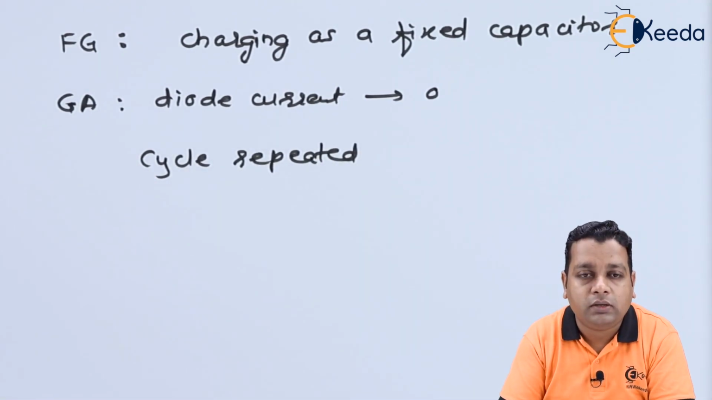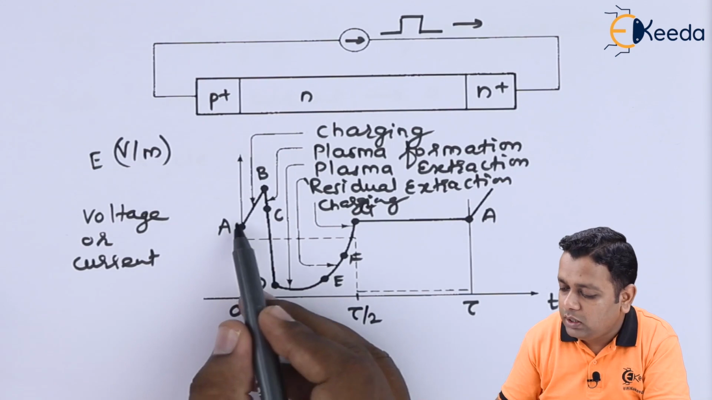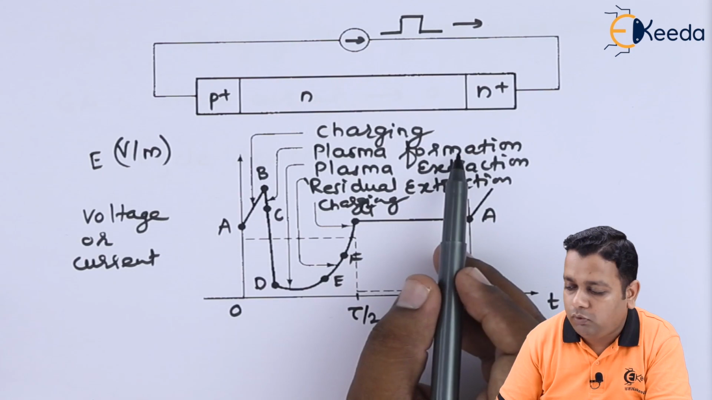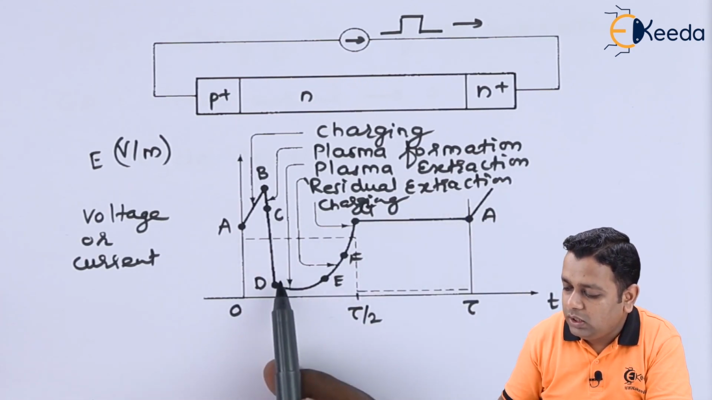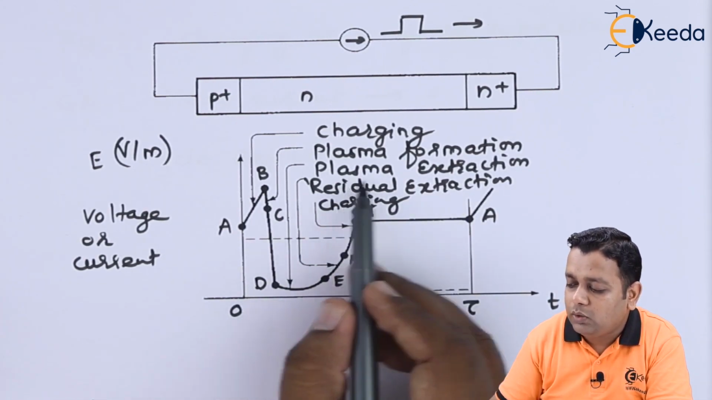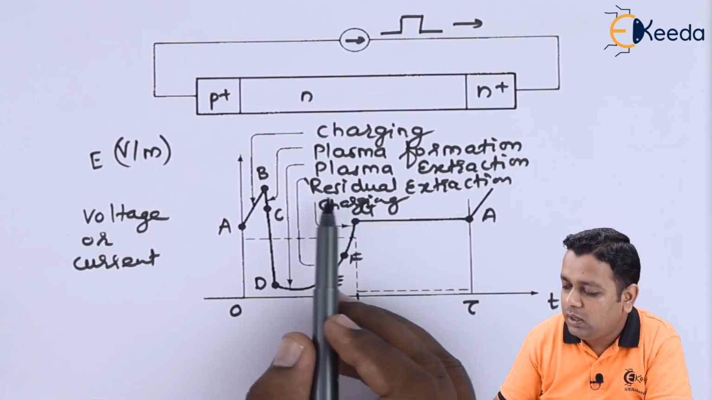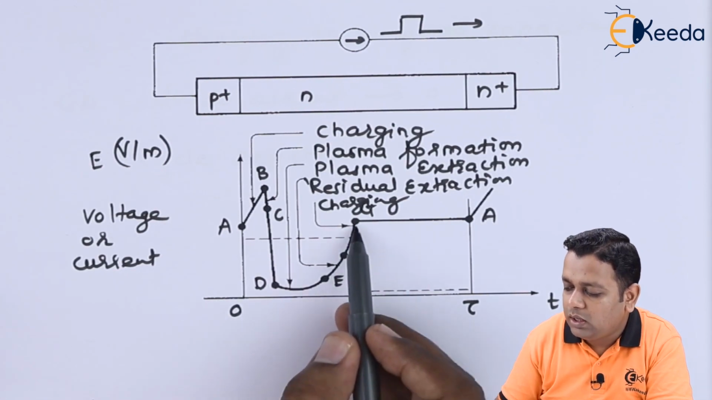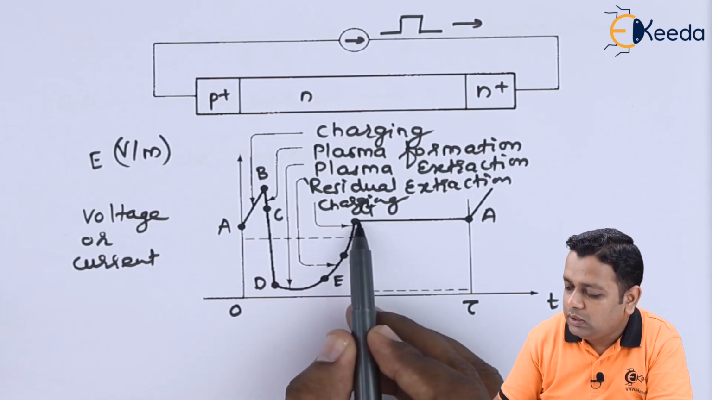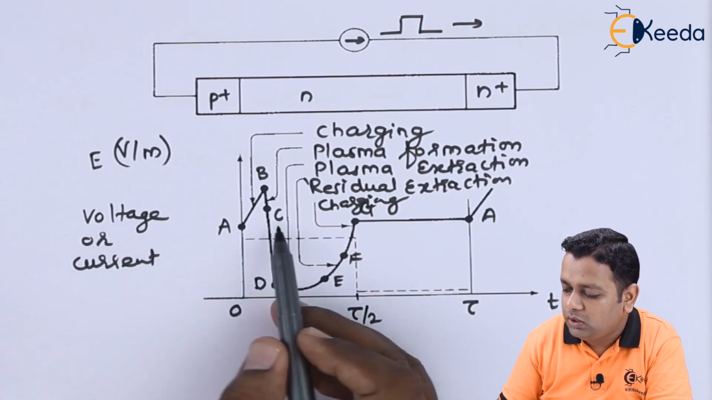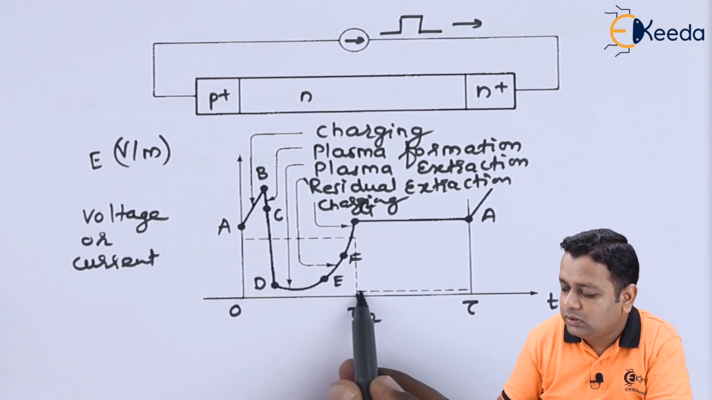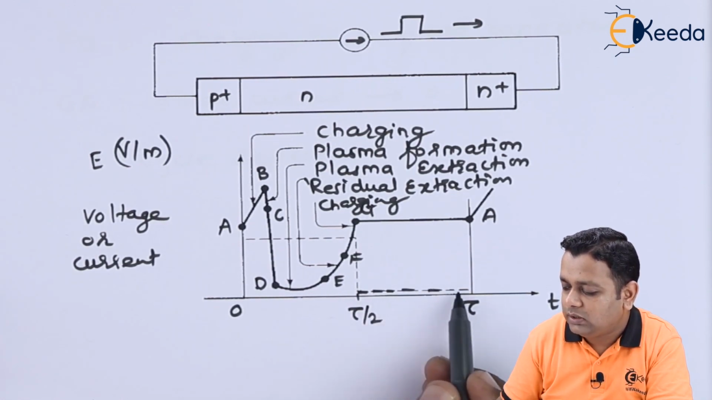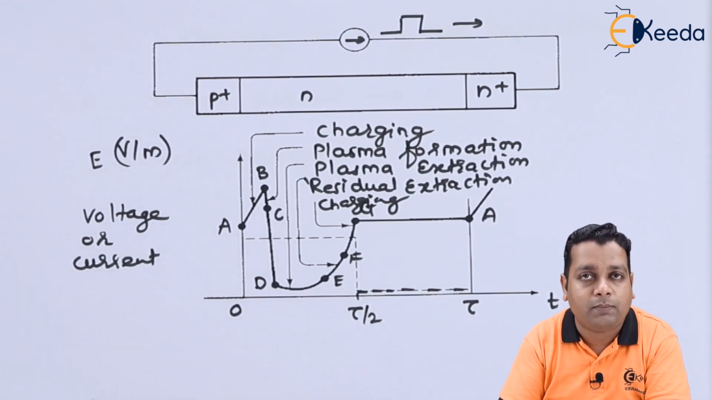We get back to the diagram here. So whatever we have discussed: from point A to B we have charging, from B to C there will be plasma formation, from C to D and then D to E there will be the extraction of the plasma, the residual removal will be there. From E to F again we have charging, and from G to A there will be the constant voltage, but the current will be dropped to zero level that we have shown with the help of these dashes. So this was the operation of the TRAPATT diode.